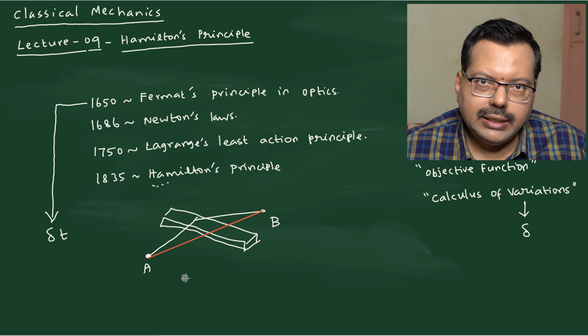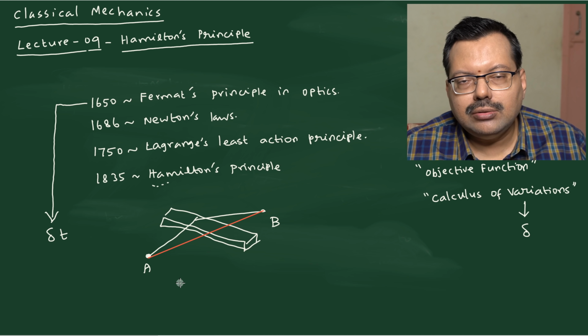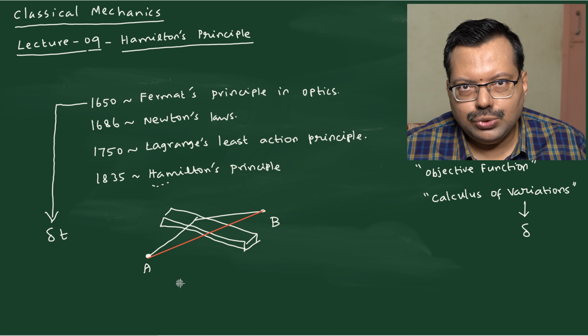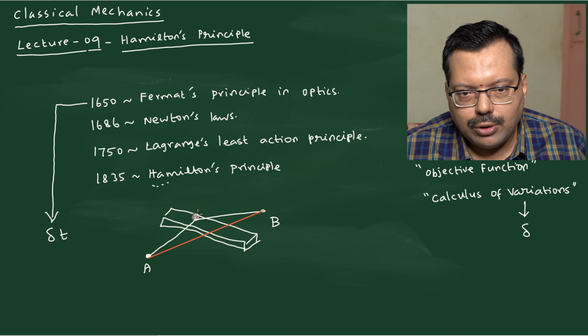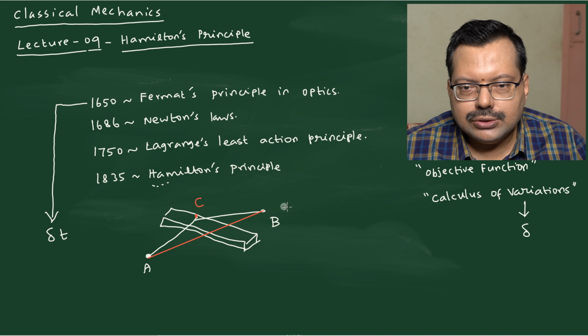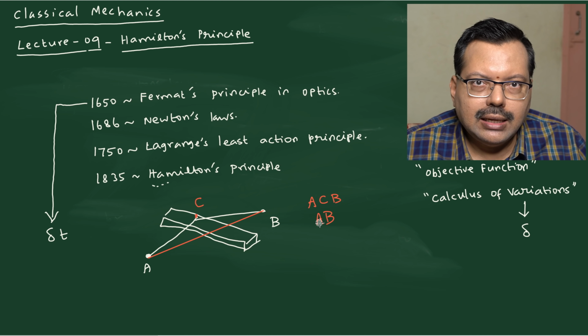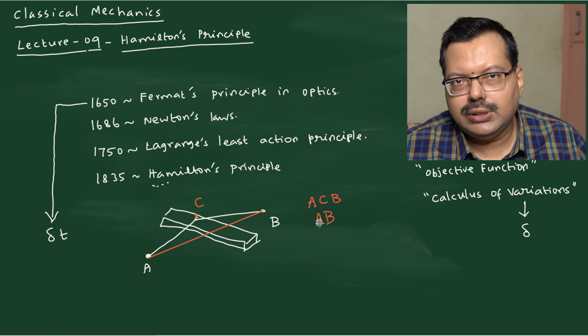The answer is, if the light is going to travel along the orange line, which is a straight line, then it will take more time to reach the point B when compared to the same light traveling from A to a particular point, let us say C. So A, C, B is the path. The ACB path will give you the minimum time, whereas the direct path AB will give you a little higher time.